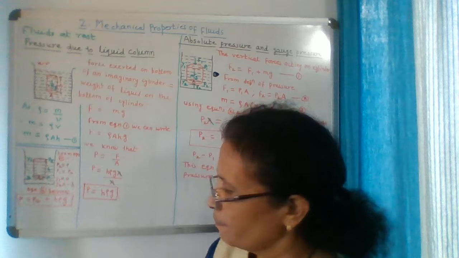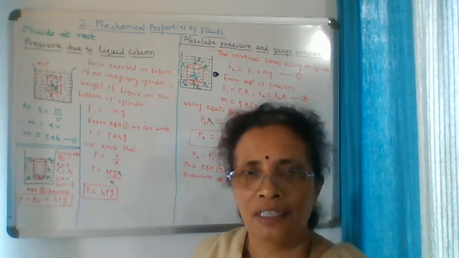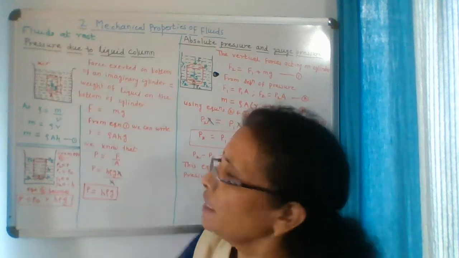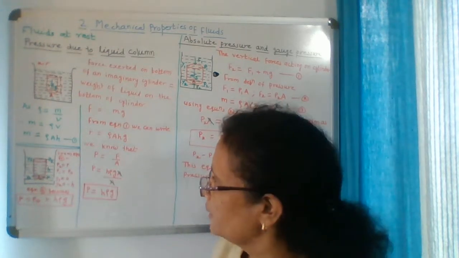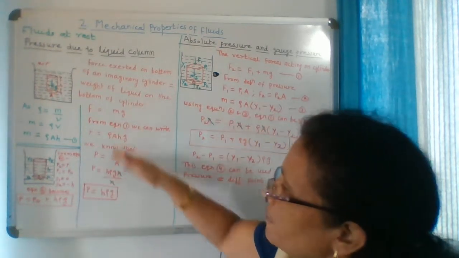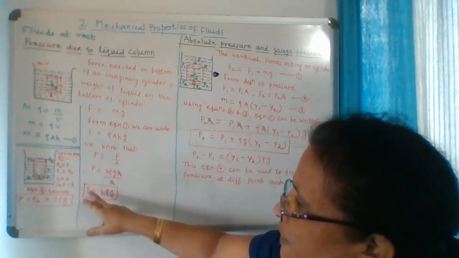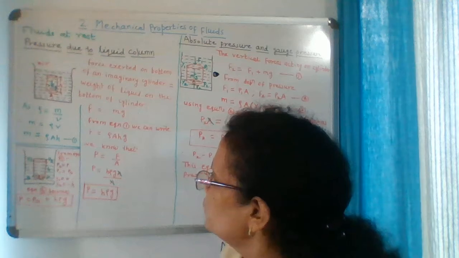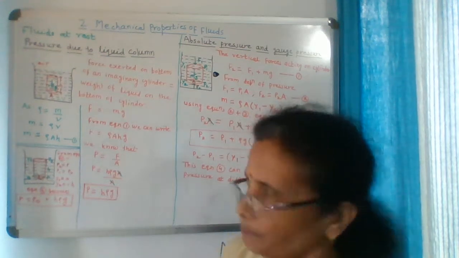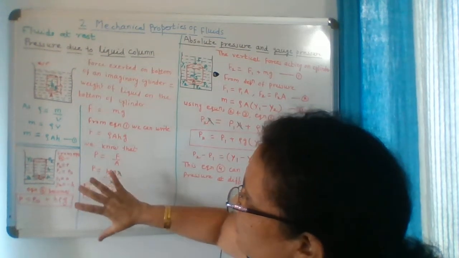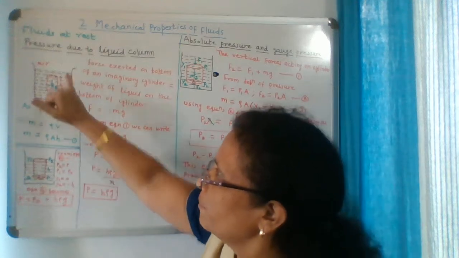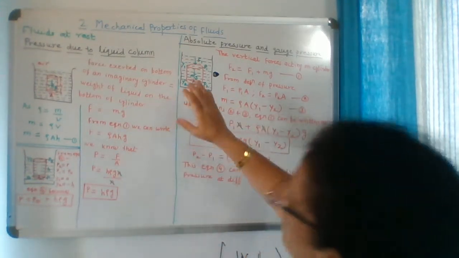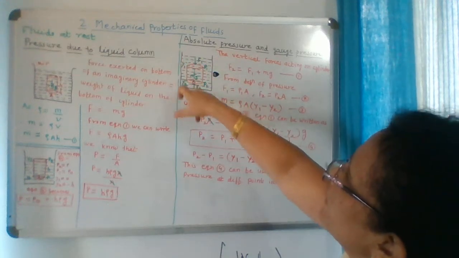What does it indicate? That pressure depends upon the height only. If we go deeper and deeper inside the fluid, pressure increases. It does not depend upon the cross-sectional area; it depends upon height only. So this is the simple expression: the pressure is h rho g, which is called the hydrostatic pressure.